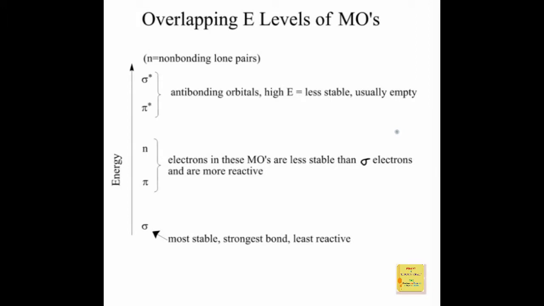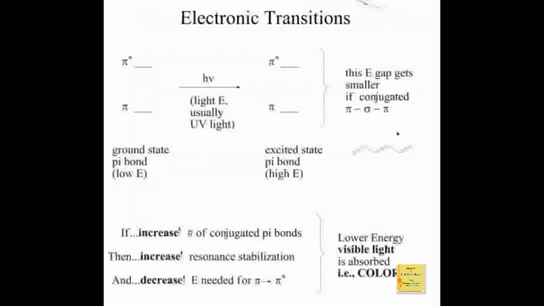Why should we even consider those? What relevance do they have? And let me just very briefly give some justification for that. And that is under the topic of electronic transitions. So if we imagine a ground state molecule, a stable molecule, and we have a pi bond in that molecule, we know we're going to have two electrons in that pi bond. They're going to be paired up. They're going to be in the pi molecular orbital. The pi star molecular orbital is empty.